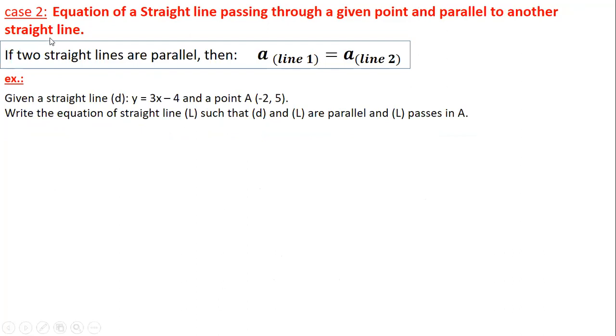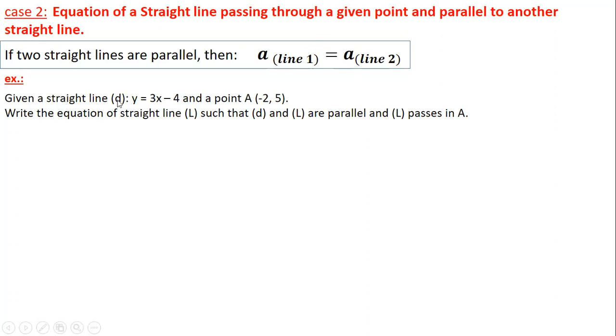Now, case number 2, the equation of a straight line passing through a given point, but it's parallel to another straight line. If two straight lines are parallel, this is a very important rule. If you're given any two straight lines in the system of axes that are parallel to each other, there's a rule which says the slope of the first line will be equal to the slope of the second line. So the two lines that are parallel will have the same slopes.